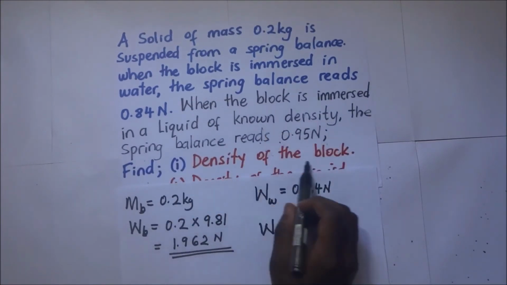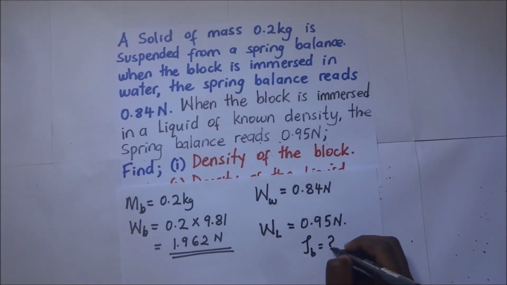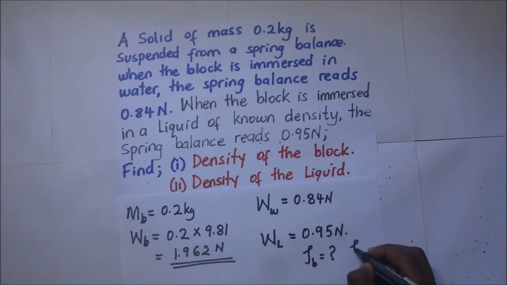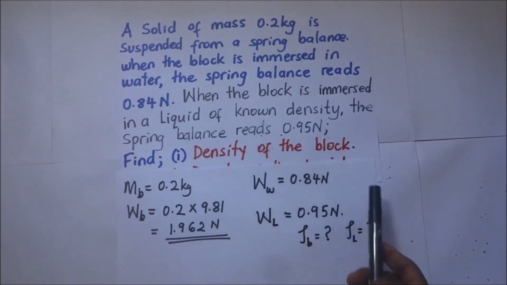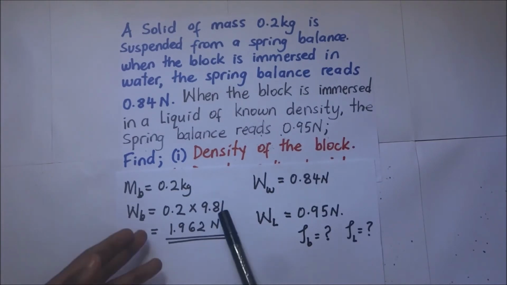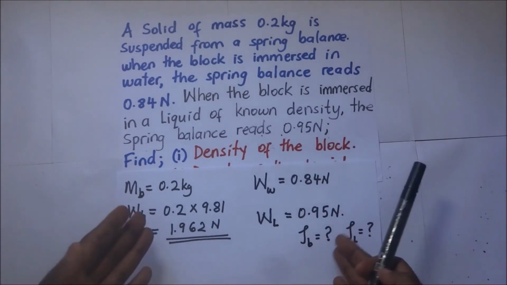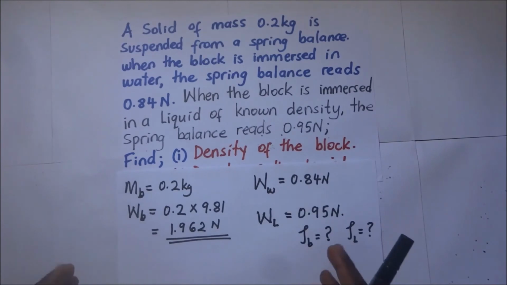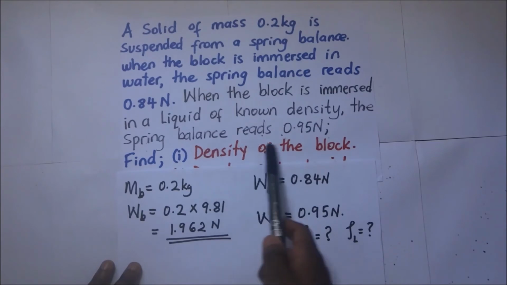So we are required to find the density of the block, and we also need to find the density of the liquid. To find the density of the block, we are going to use this approach. We have the weight of the block in air, the weight of the block when it's in the liquid, and the weight of the block when it's in water. So we can find the relative density of the block. After finding the relative density of the block, we multiply that by the density of water and we're able to get the density of the block.